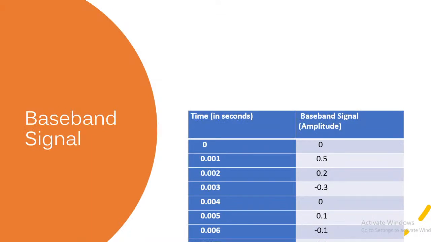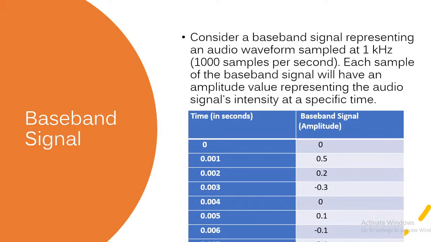So let us see a baseband signal. We'll sample it at 1 kilohertz, so 1000 samples per second. Each sample will have an amplitude value representing the audio signal's intensity. So these are the amplitude values. Take a snapshot of this table.